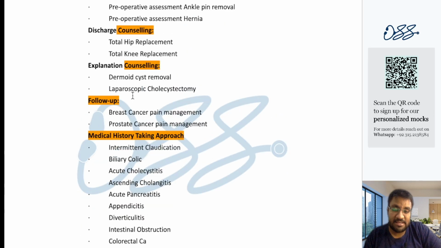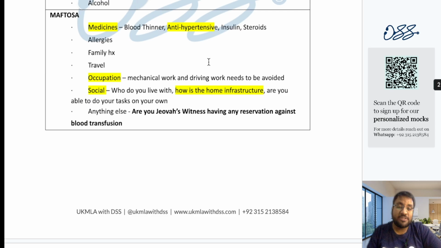There are a few cases, like total knee replacement and total hip replacement, in which you may have to do the discharge counseling. Questions like these become particularly important because a patient with a total knee replacement or total hip replacement would have a difficult time walking. So you have to ask about the infrastructure: do you have an attached washroom in your home? On which floor do you live? Is it on the ground floor, or the first floor?